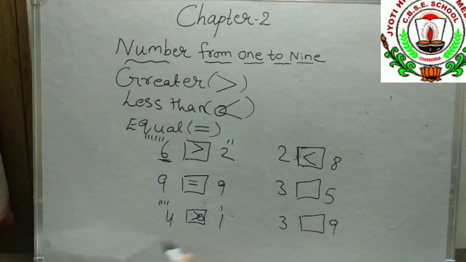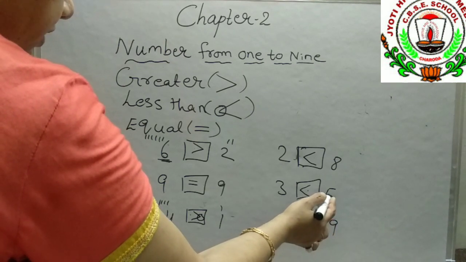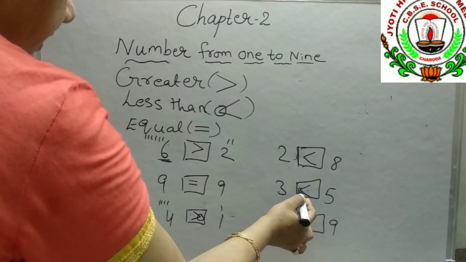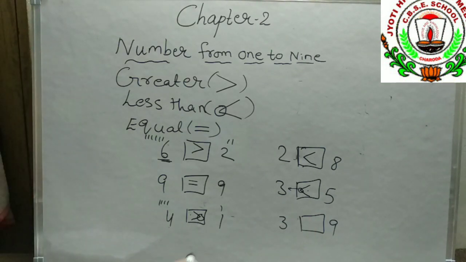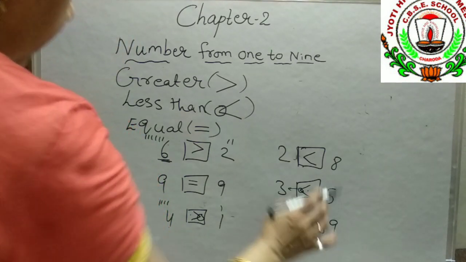Next is 3 and 5. Which is greater? In 3 and 5, 5 is greater. So we will put the sign like this. The mouth is open toward the greater number. The backward part is toward 3. Now in 3 and 9, which is greater? 9 is greater. So we open the mouth toward 9.